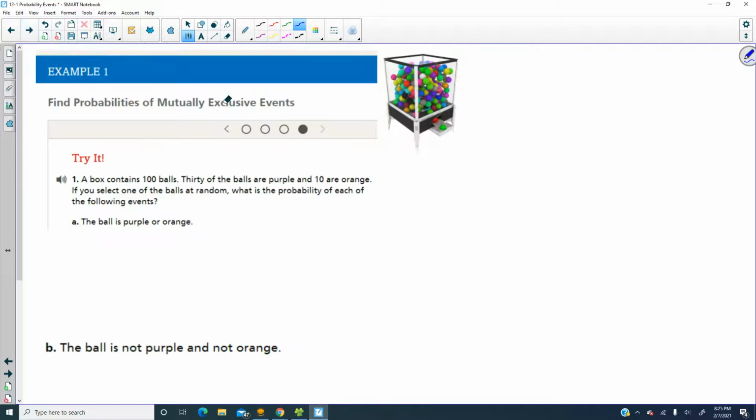So now if you look in your workbook, we can start working some of those examples. Example 1 says that a box contains 100 balls. Okay. Box contains 100 balls. 30 of the balls are purple and 10 are orange. If you select one of the balls at random, what is the probability of each of the following events? So I want to know the probability that the ball is purple or orange.